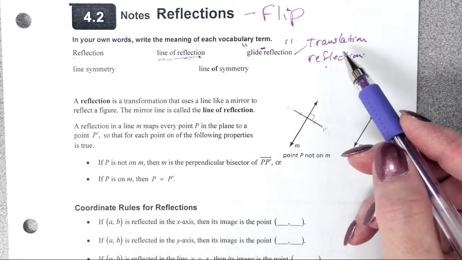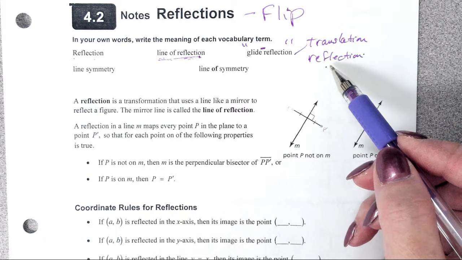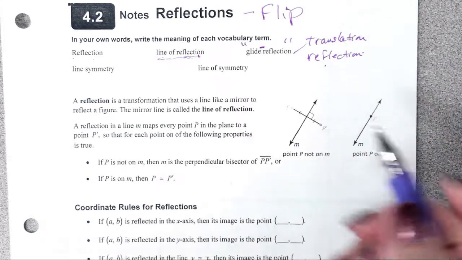And also, for instance, if I translate and translate again, I could just add those together and do one thing. But if I translate and I reflect, I can't just add those together. So we'll see how all that goes.